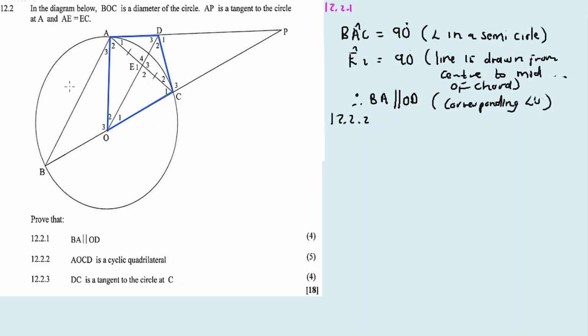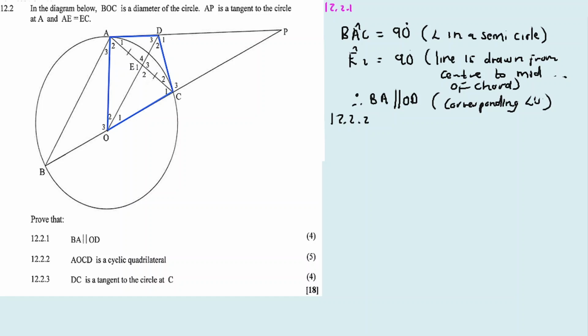Now since we don't have angles, I'm just going to use the theorem as well as this one: the exterior angle of a cyclic quad is equal to the interior opposite, right? We can also use it to show that this angle is equal to this one, or this one is equal to this one. So look here now.